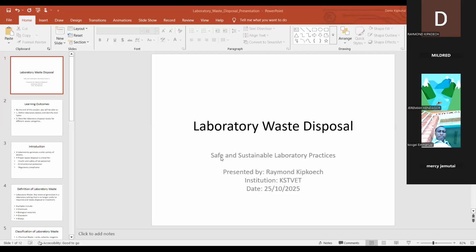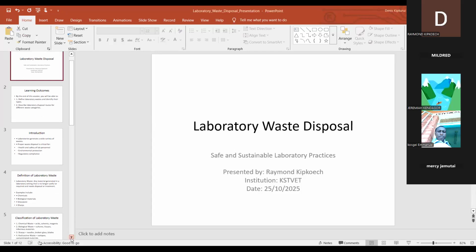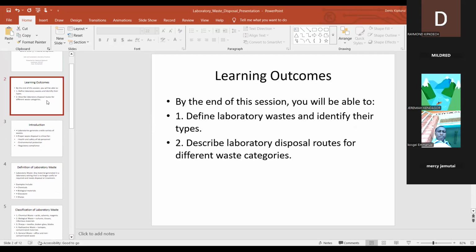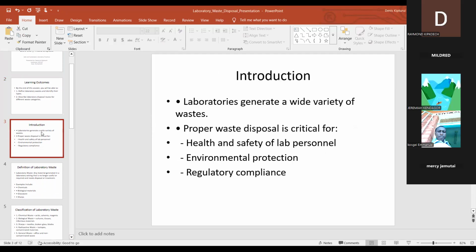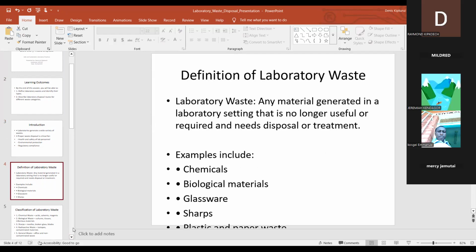Sorry for that technical hitch. I think I had some internet interruptions over here. So as we are talking about what a laboratory waste is, a laboratory waste is a leftover of an experiment that will no longer be needed to be used in the laboratory. That is why it has to be disposed. Secondly, we are going to talk about how we dispose these laboratory wastes. They are disposed based on the nature of the waste.